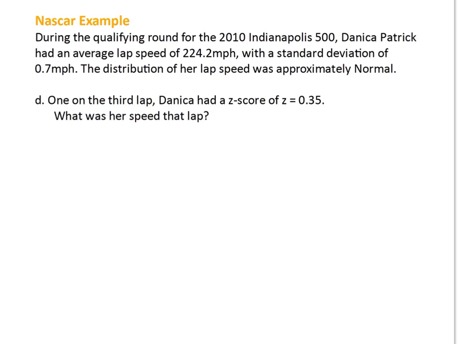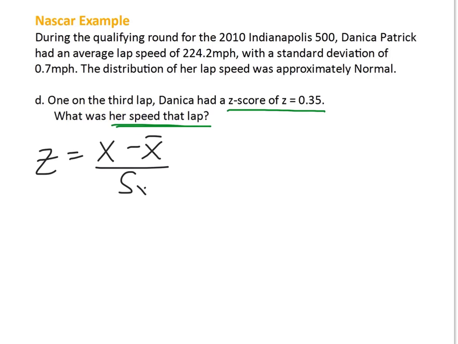So lastly, one more little example. It says on the third lap, Danica had a z-score of z equals 0.35. What was her lap speed that lap? Well, if I think about my formula of z equals x minus the mean divided by the standard deviation, I'm given the mean still, I'm given the standard deviation, and now I'm given her z-score. So the piece that I'm missing is her lap speed, or x. So we can use algebra to help us find missing pieces in our z-score formula.